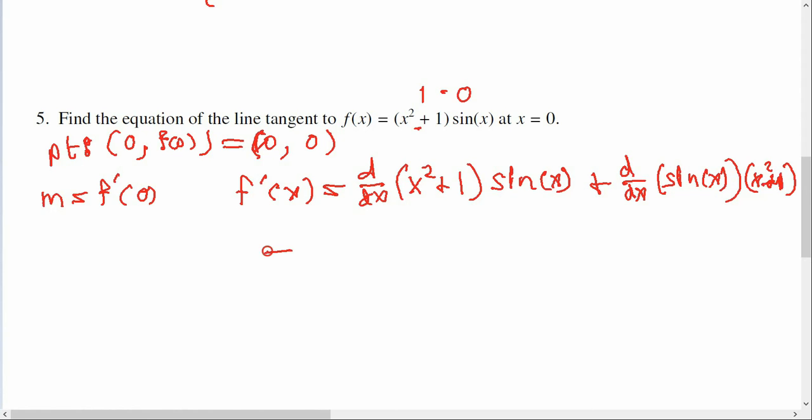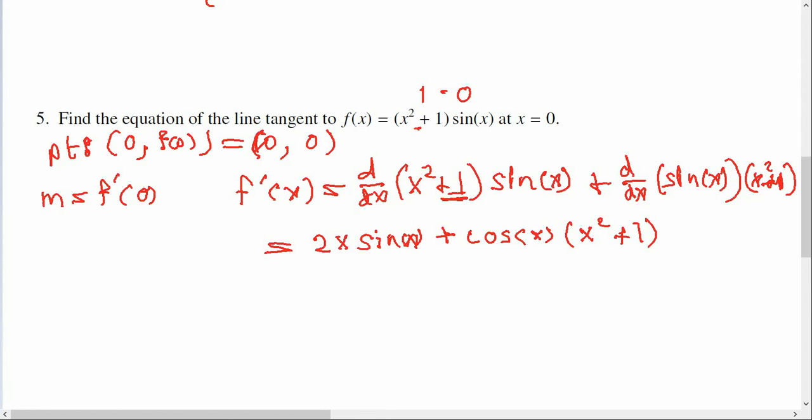All right. Taking each of these derivatives, this derivative is going to be 2x plus 0, because the derivative of 1 is 0, so that one's just going to go away, times the sine x that was there from the product rule. So times sine x. And then the derivative of sine, which is cosine. I'm having to write real slow so it doesn't drag. And then that's times the x squared plus 1. All right, that's my derivative.